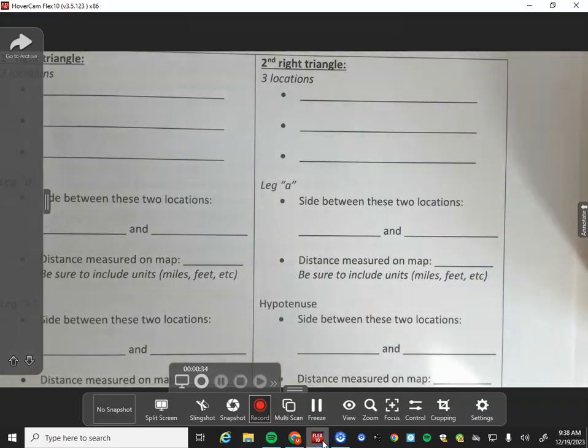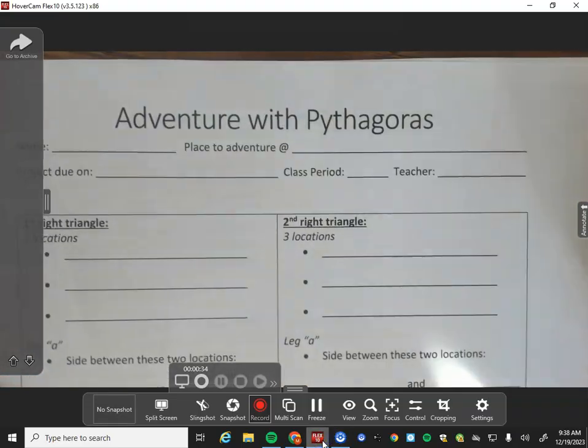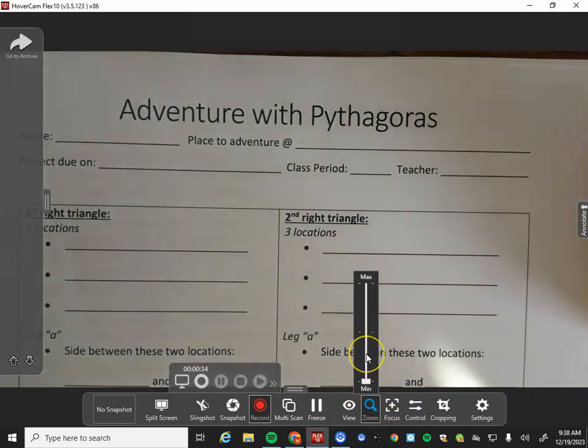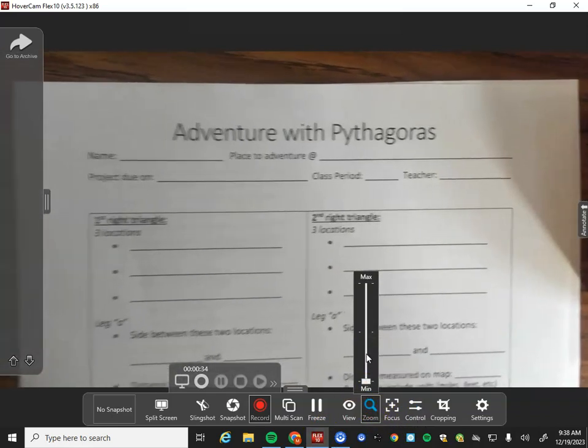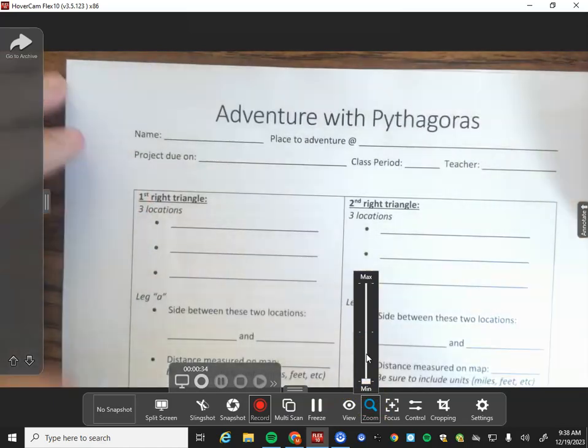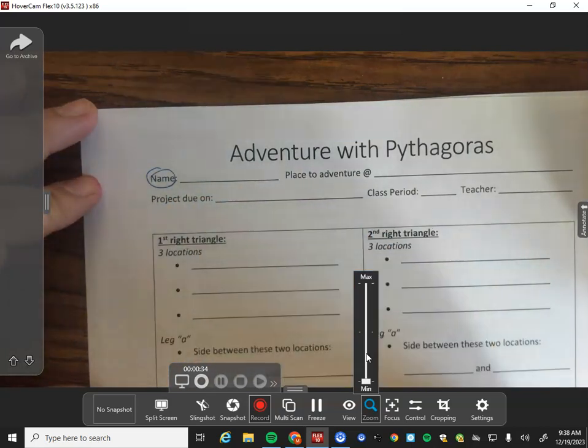Okay, this video will show you how to work through this project. I'm going to zoom. I cannot zoom out. Alright, so if you haven't already, please put your name on the paper.